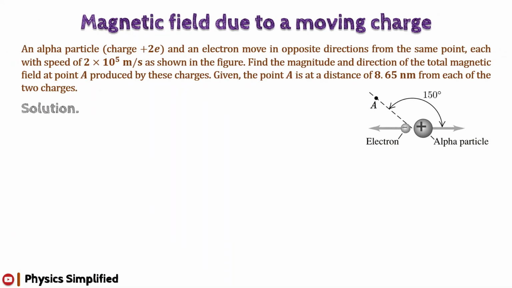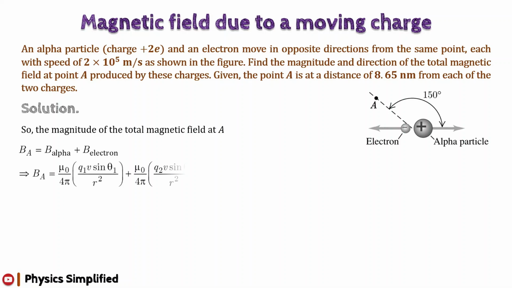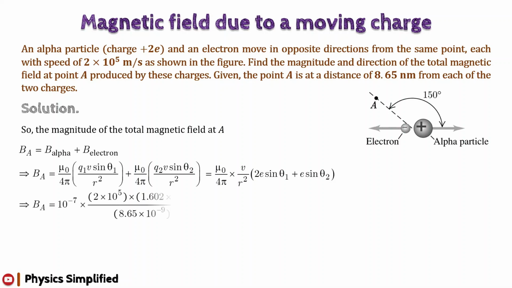So, the magnitude of the magnetic field at the given point A is given by B_A, and this is equal to the algebraic sum of B_alpha and B_electron. By substituting the corresponding expression for the alpha particle and electron, we get this equation. This can be written as B_A is equal to μ0 by 4π times v by r squared times, within the first bracket, 2e sin θ1 plus e sin θ2. Factoring out an e and putting in the numbers gives the following equation.